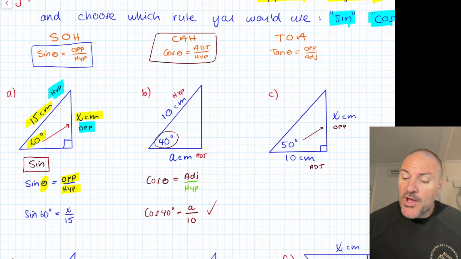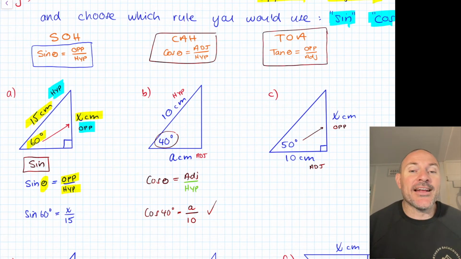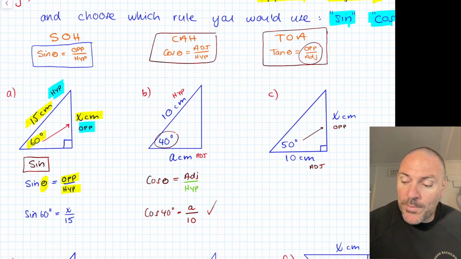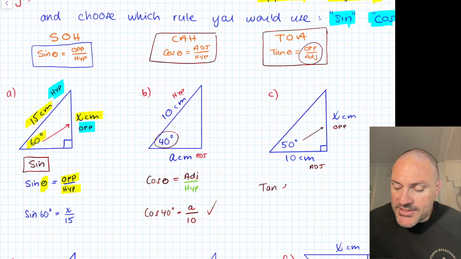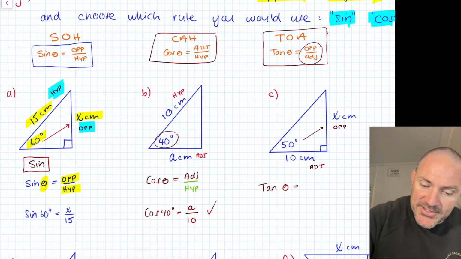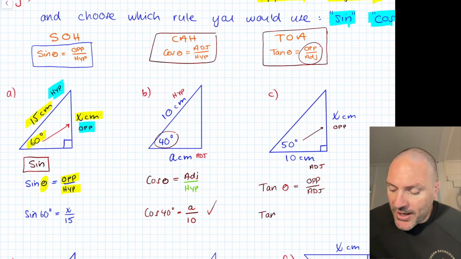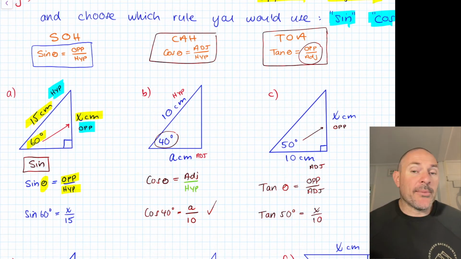Okay, the last one, opposite and adjacent. Well, look at that, odds on, it's the one above it, it's the TOA, because it uses the opposite and the adjacent. So tan theta equals opposite over adjacent, so that's TOA. I'm then going to write underneath tan 50 degrees equals my x over my 10. Okay, I'm not doing anything more than that.